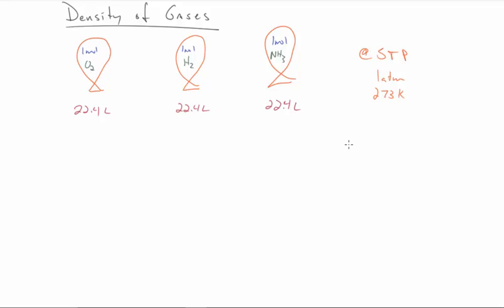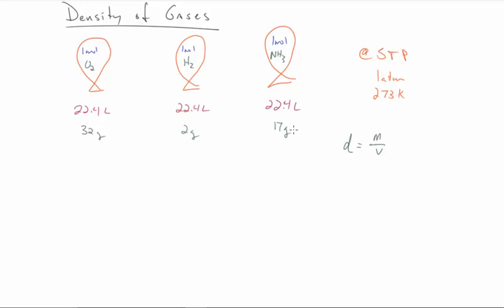But remember, density is actually a mass per volume relationship, right? And so we all understand that 1 mole is 22.4 liters, but I look at the formula mass of these and ask the question, well, how much does 1 mole weigh? Well, 1 mole of oxygen weighs 32 grams. 1 mole of hydrogen weighs 2 grams, and 1 mole of ammonia weighs 17 grams.